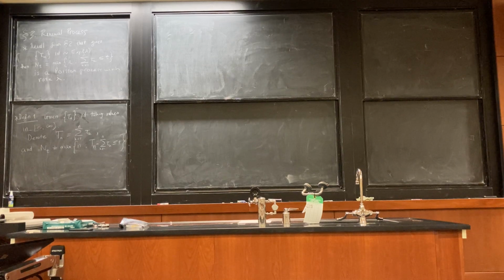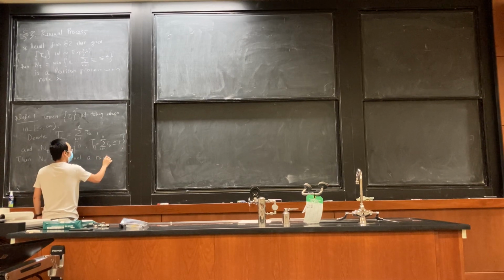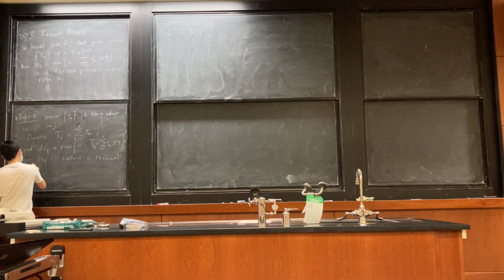So still think about N_t as the number of guests arriving up to time t. But now the inter-arrival time, the tau k, is just a generic continuous random variable. It doesn't have to be an exponential, right? So N_t now is called a renewal process.